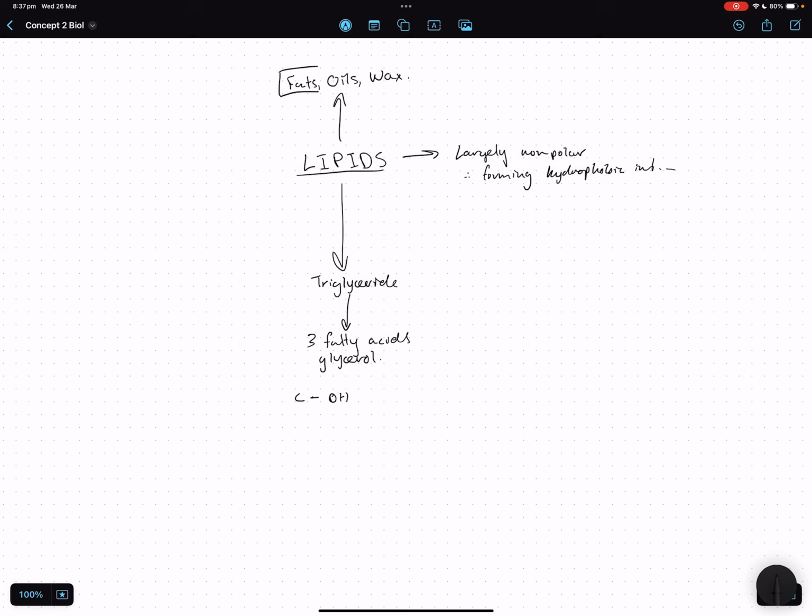C. And then there are more hydrogens here. But this is also called propane-1,2,3-triol, I believe. Anyway, these fatty acids are basically carboxylic acids that have a C chain that goes on forever.